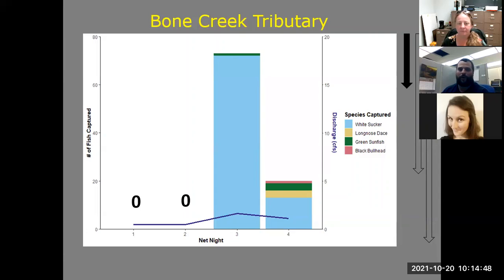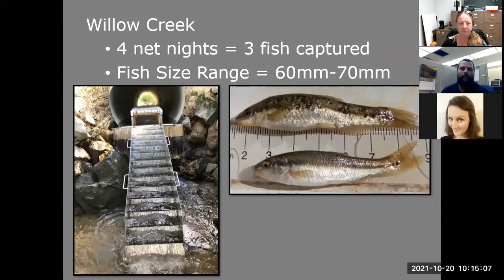This is just the total amount of fish that we caught per net night. Net night 3 on Bone Creek captured 70 fish, and net night 4 captured about 20 fish, but we actually had 4 species. So we had some good species diversity come up that ladder during that time. Willow Creek, we fished for 4 net nights. Only 3 fish were captured, but once again, Willow Creek had a lot lower capture rate of total fish when we sampled. Had that 0.4, so there weren't too many fish there to begin with. So seeing 3 was a win.